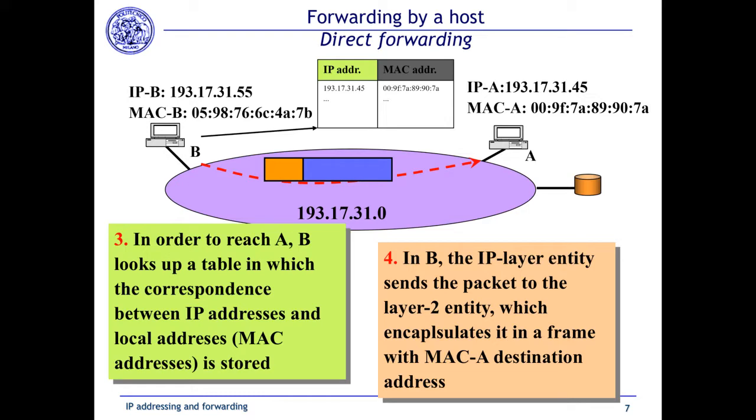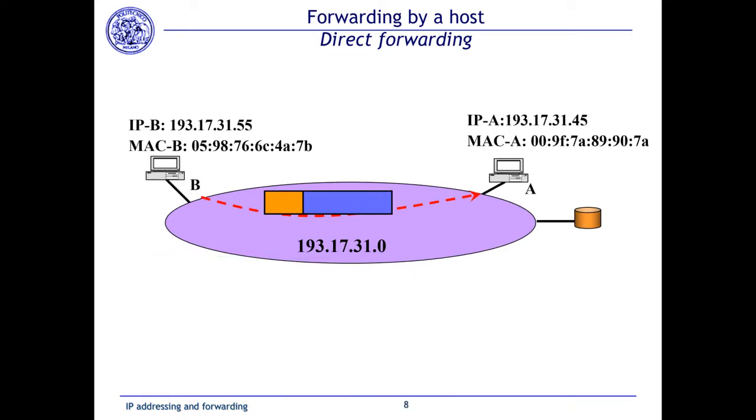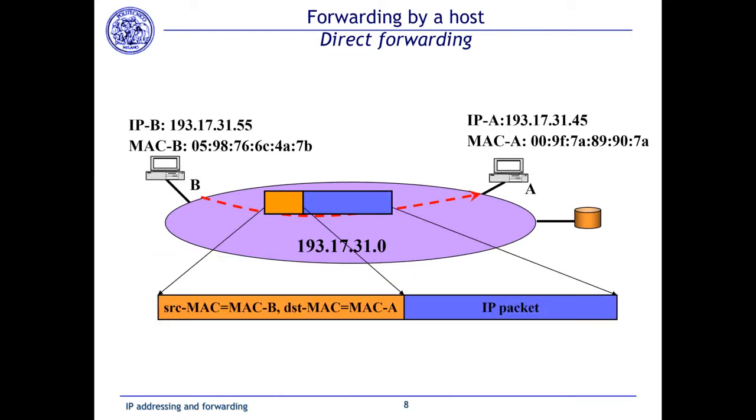So then the packet can be forwarded. The packet is not transmitted directly, but it is encapsulated in a layer 2 frame, where you find the IP packet in the payload, and there is a layer 2 header. The layer 2 header contains the destination MAC address of A that comes from the ARP table. It contains also the MAC address of B, incidentally.